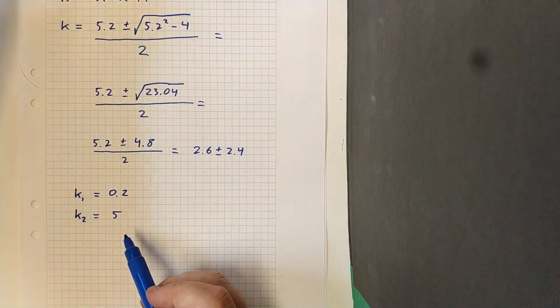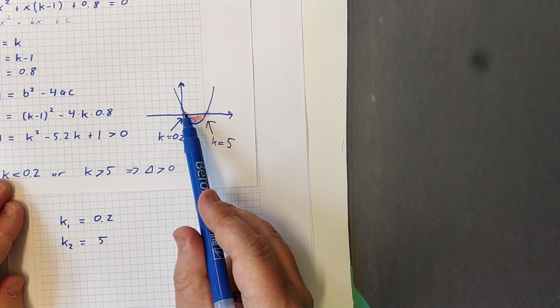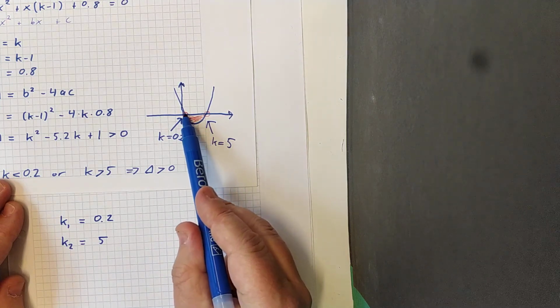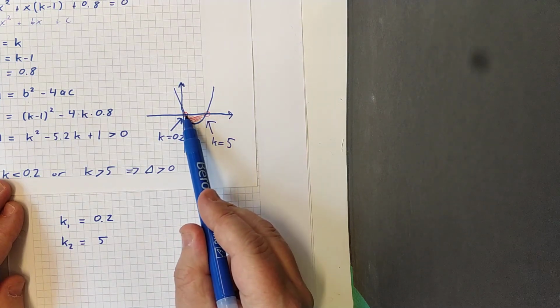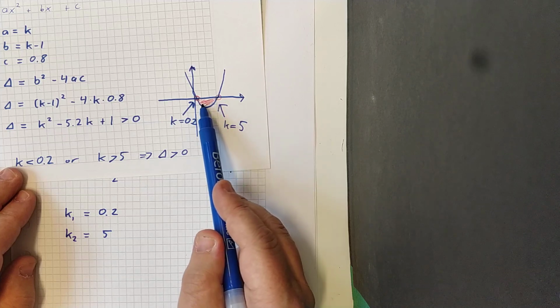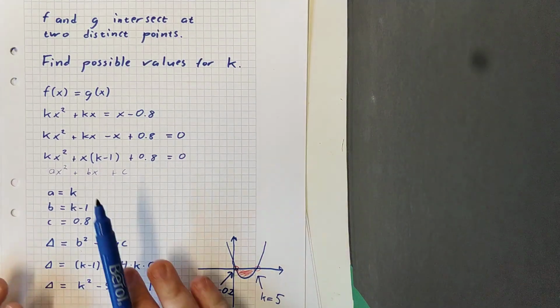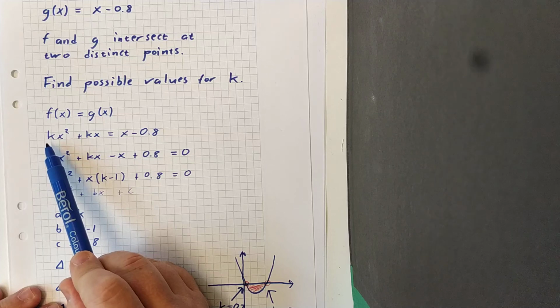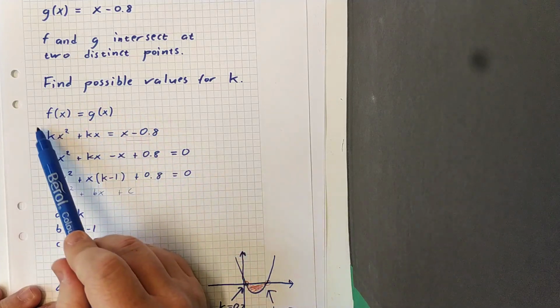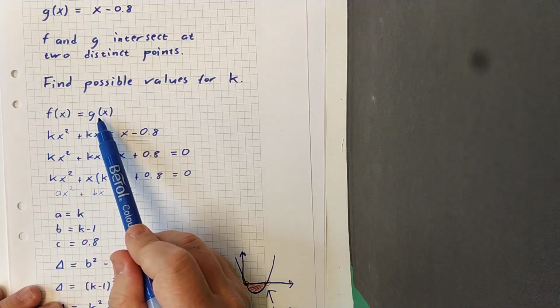And luckily we arrived at the same result. So we have again found the boundaries, and between those two values the quadratic in k will be negative, so the discriminant will be negative. So between those two values there will be no real solutions to this equation. That is to say, there will be no intersects between f and g.